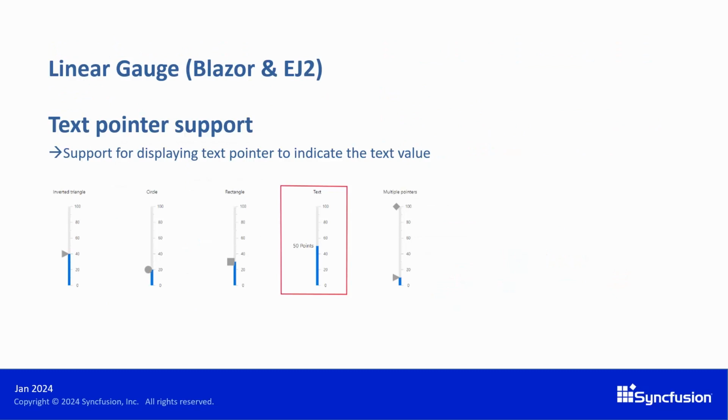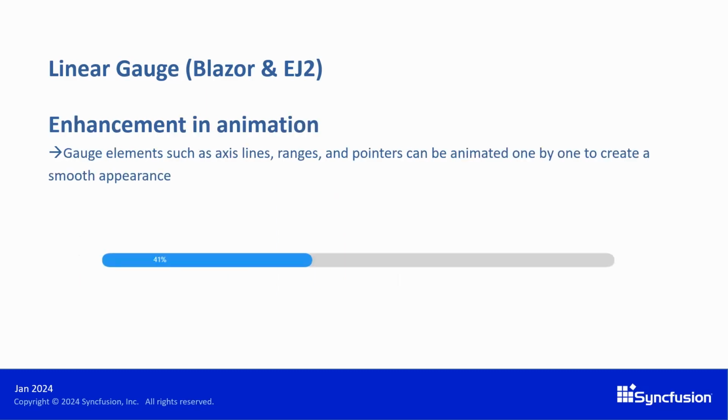Next, in the linear gauge, we have provided support for text pointer to indicate the text value. Animation has been enhanced in the linear gauge, where gauge elements like axis lines, ranges, and pointers render one by one to create a smooth experience.